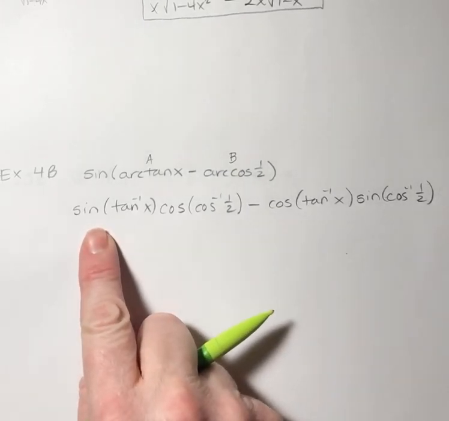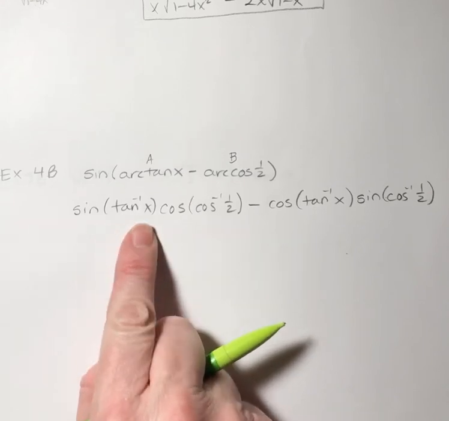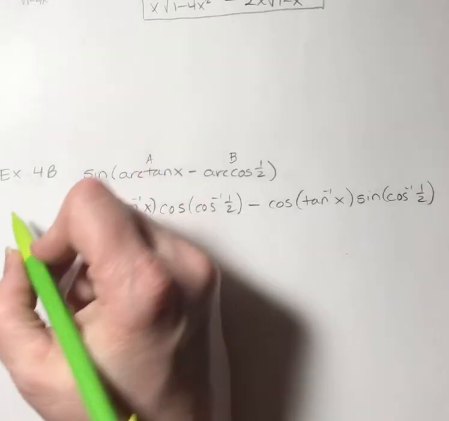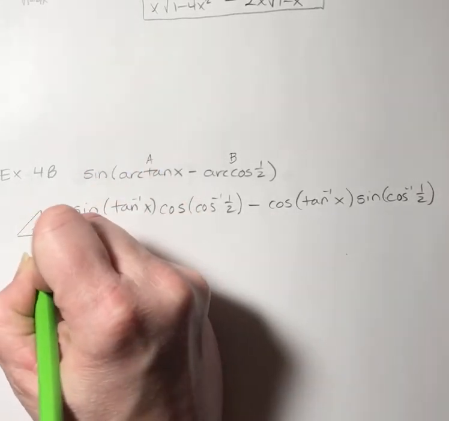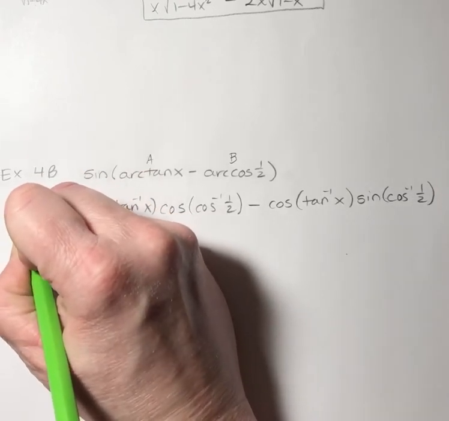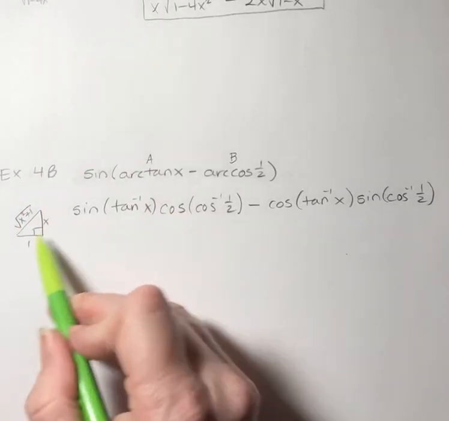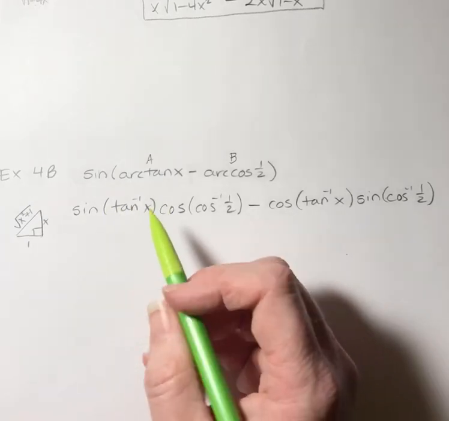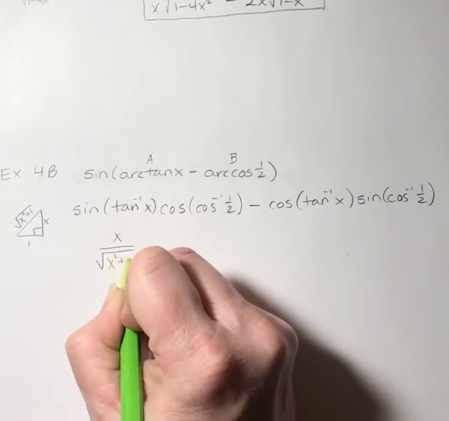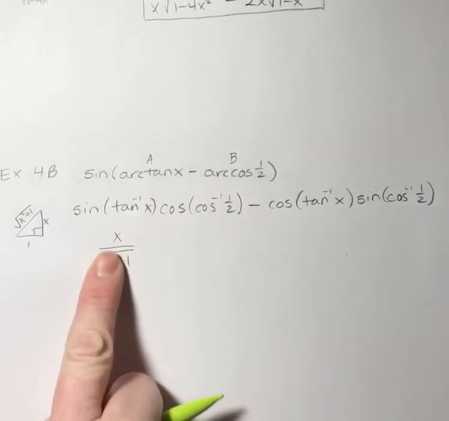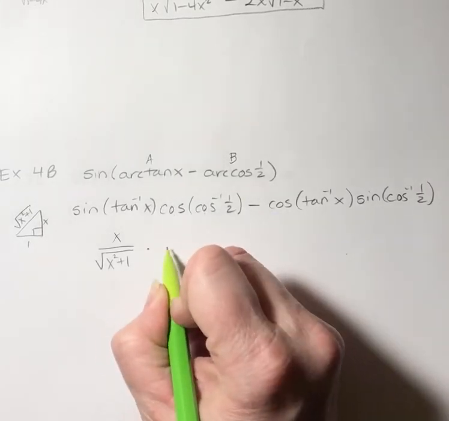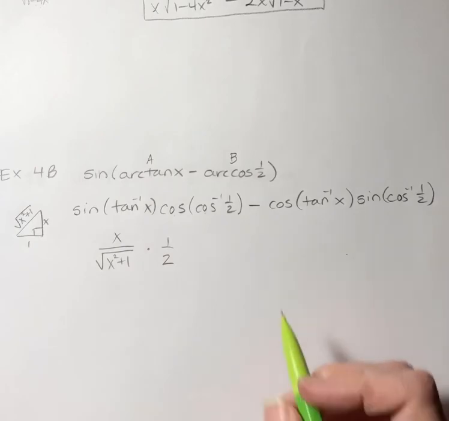So, first thing we have, sine of inverse tangent. So I have to draw a picture. All right. So my tangent is x over 1. Pythagorean theorem, this is x squared plus 1. So the sine of that, we are going to get a fraction, x over the square root of x squared plus 1. That is not a perfect square. You can't take the square root of it. Cosine of inverse cosine of 1/2 is just going to give me 1/2. Okay.